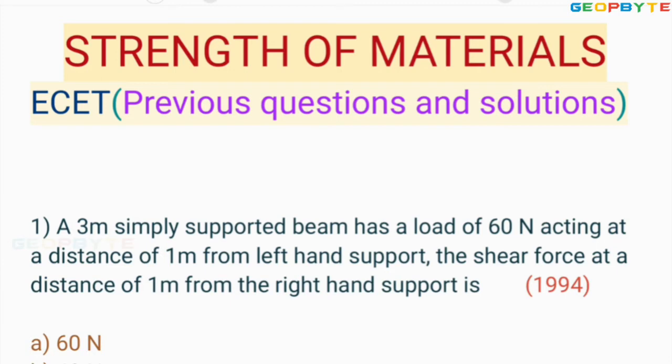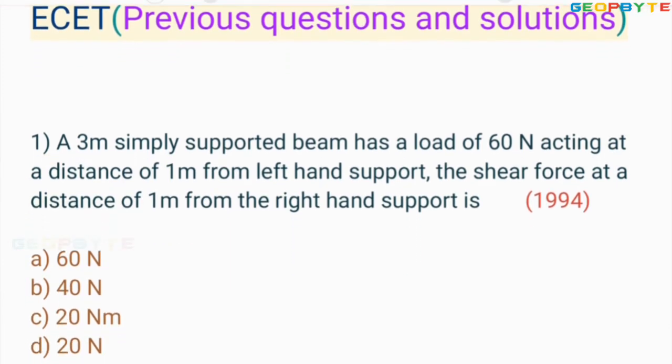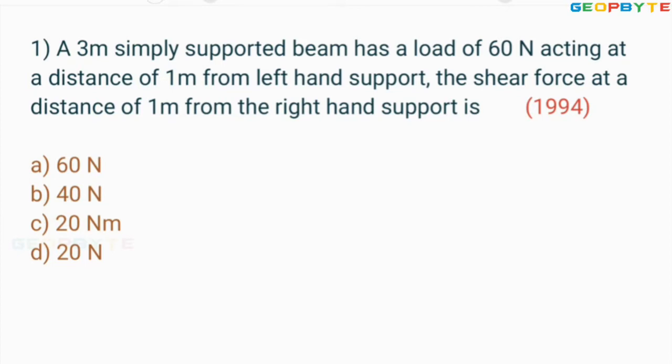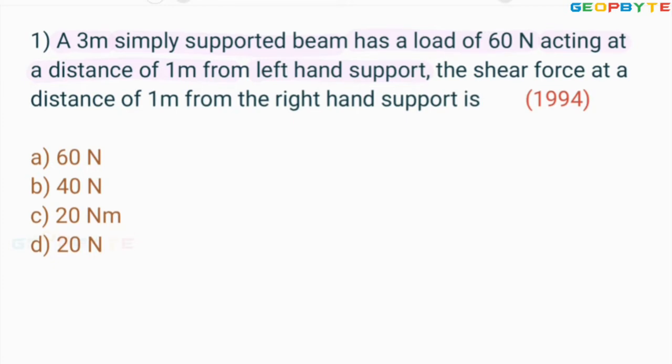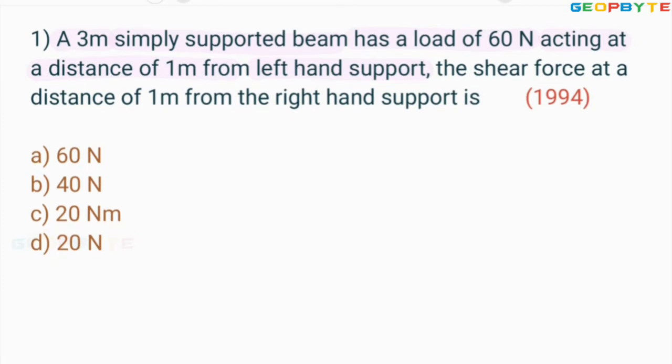Look at the very first problem. The very first problem is given like this. A 3 meters simply supported beam has a load of 60 newtons acting at a distance of 1 meter from the left hand support. Let me construct the beam, simply supported beam.